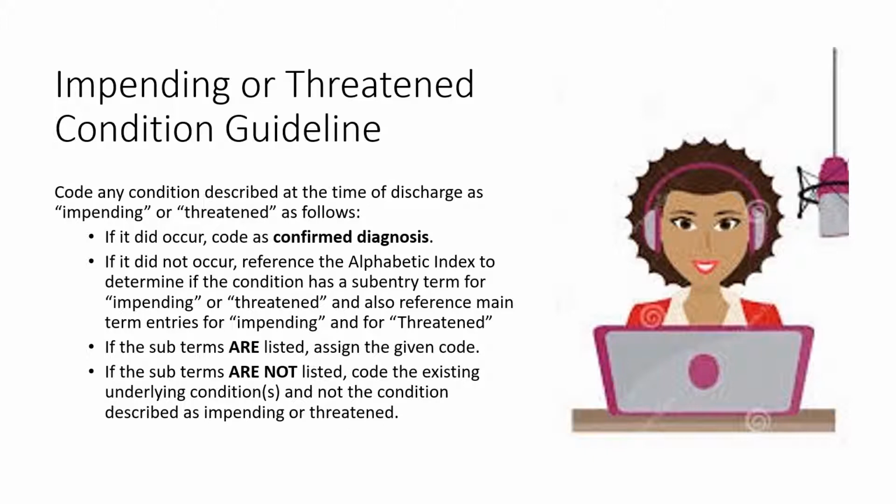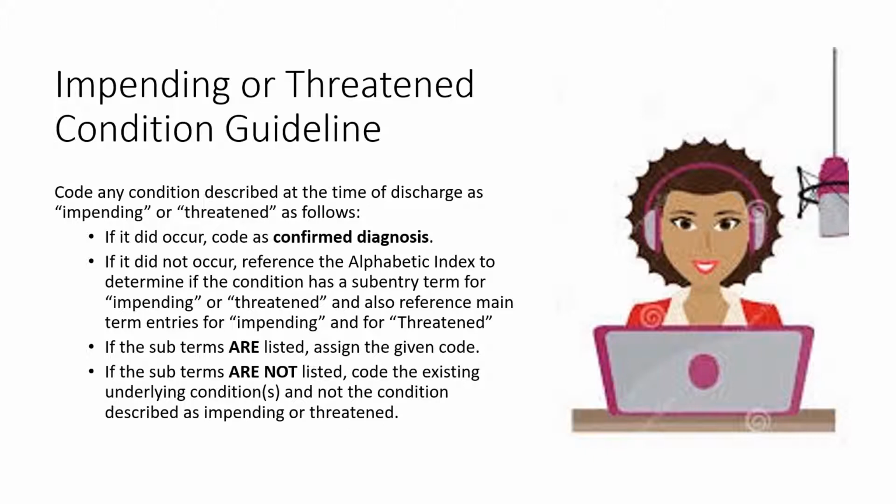The second step, if it did not occur, we're to reference the alphabetic index to determine if the condition has a sub-entry term for impending or threatened. And we're going to also reference the main term entries for impending and for threatening. So in this particular scenario, let's say the patient comes in or is diagnosed with an impending or threatening fracture. So our first step is to go to fracture, which is our main term, and then we're going to look for the subterm listed as impending or threatening.